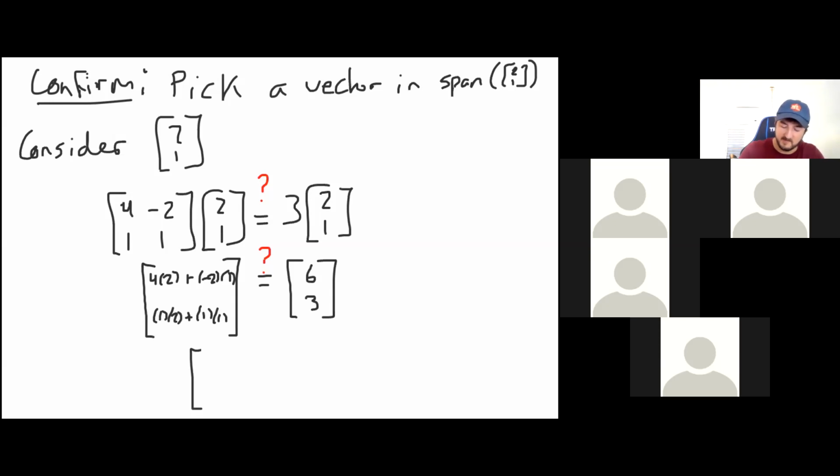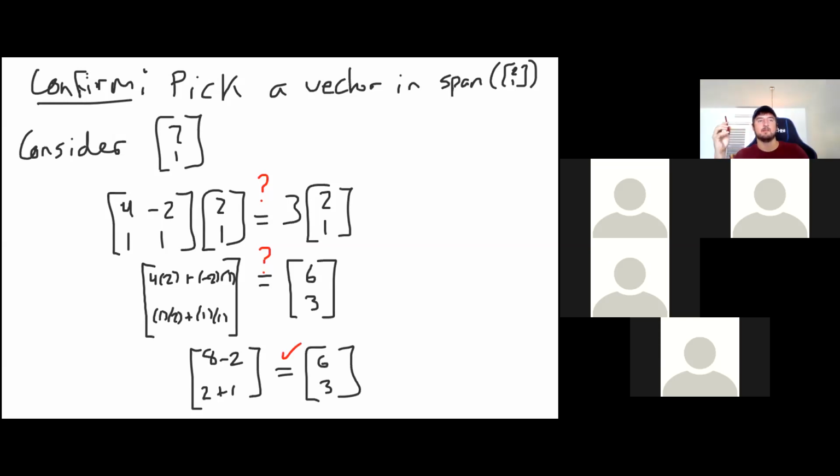Well, 4 times 2 is 8. I'll be subtracting a 2, and then I'll have a 2 plus a 1. And then I can see from there that yes, those two are equal because 8 minus 2 is 6 and 2 plus 1 is 3. Okay? But I told you that that's a span. Any vector in this span will satisfy it.